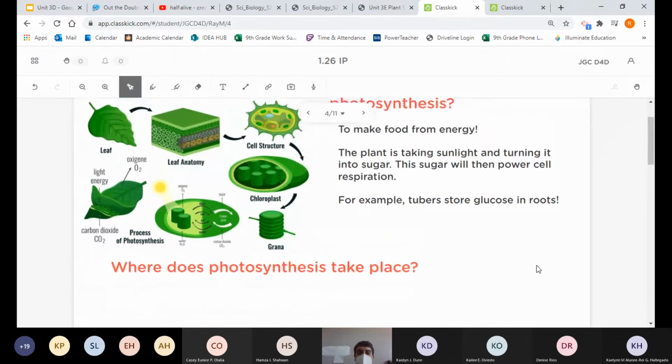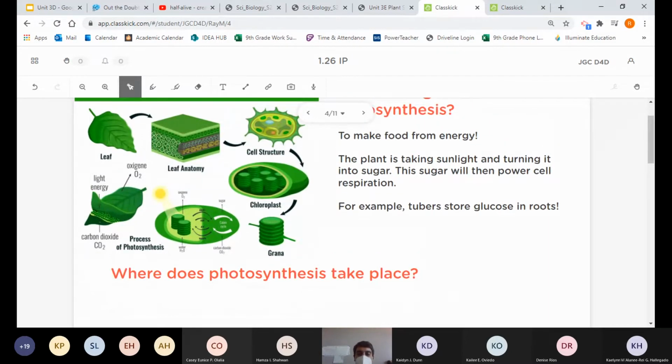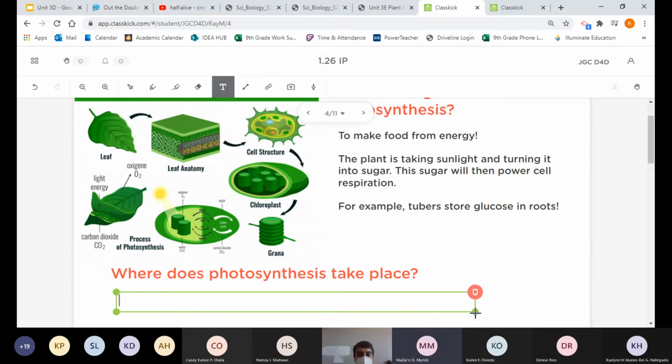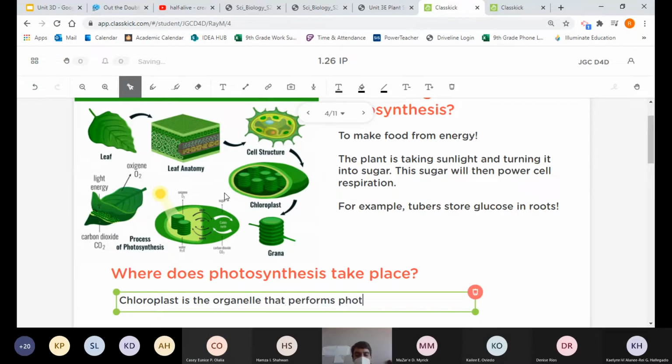Now, where does photosynthesis take place? Can someone tell me, where does photosynthesis take place? Can I try? Go for it. In the mitochondria? So that's where respiration takes place. Where does photosynthesis take place? Is it in the chloroplast? Because that's where the chlorophyll is. Yeah. The chloroplast is the organelle that performs photosynthesis.